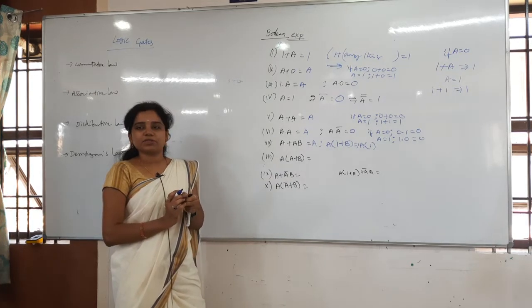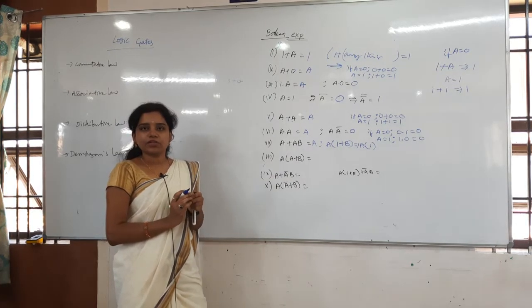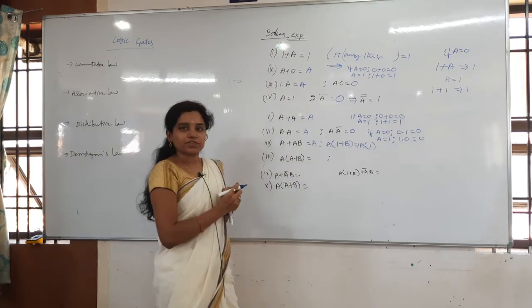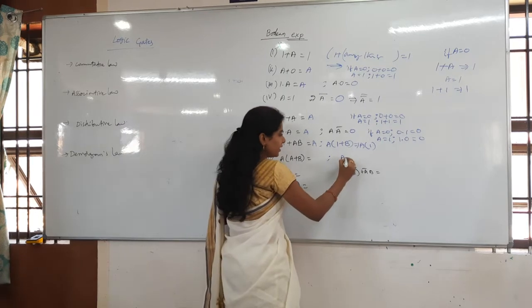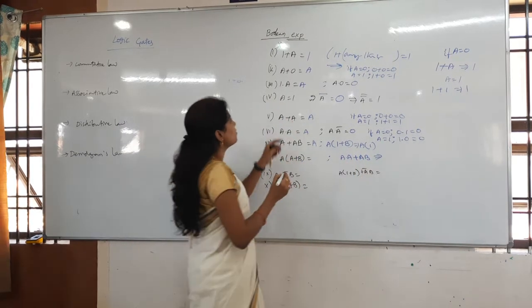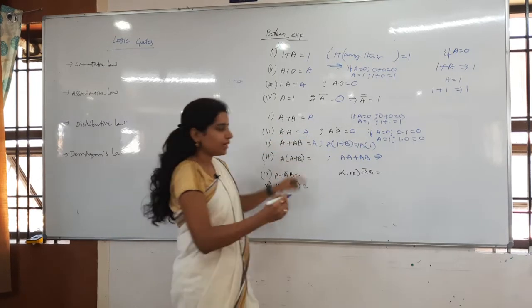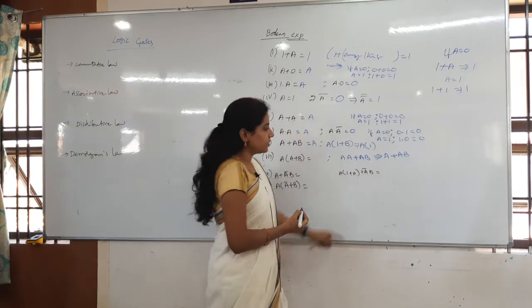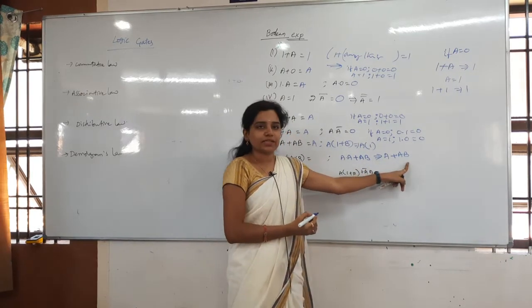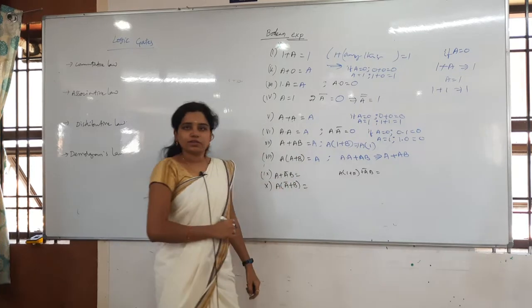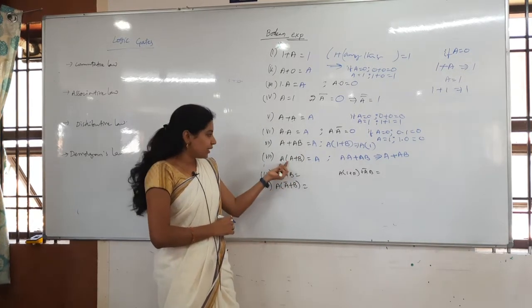A into A plus B. A only? Let's check that. I'll send the A inside first of all. So what will come? A into A plus AB. A into A is how much? A into A is A. So this one is A, and this A plus AB is remaining as it is. So A plus AB value is how much? A. Clear? So that is about A into A plus B.